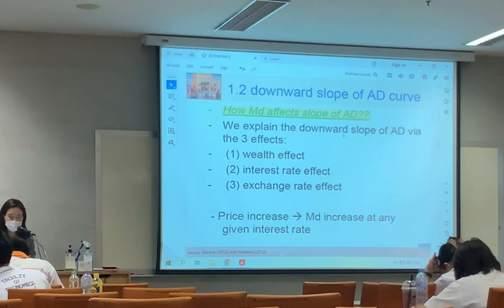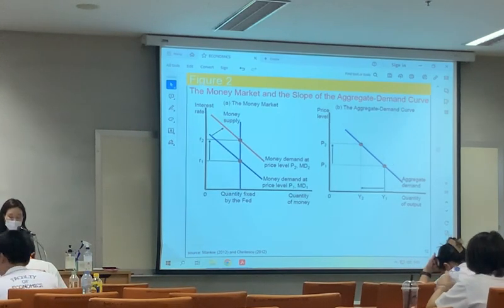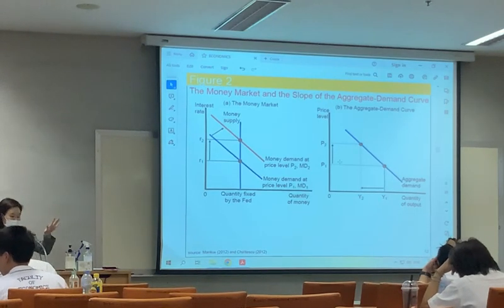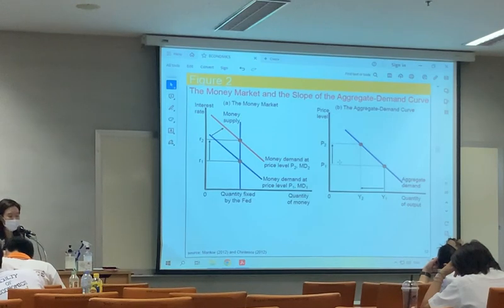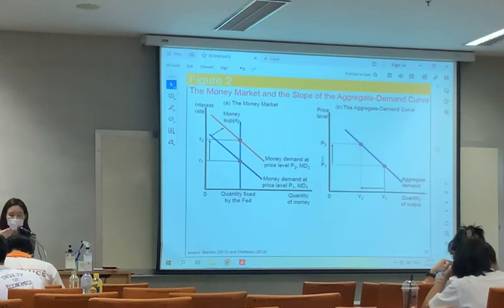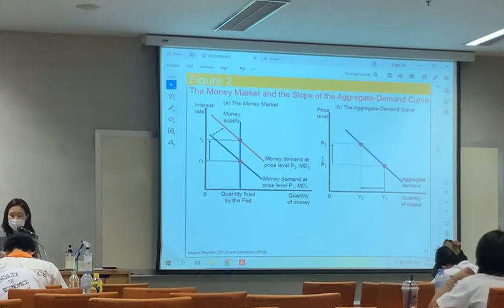In fact, we explained the downward slope of AD via three effects. So when price changes, how does the money market graph affect the slope of AD? We just explained the slope of AD through the interest rate effect that I told you before. But when I told you about the interest rate effect, I didn't draw any graph to explain. But here, since I'm teaching you the money market graph, I can add that graph to explain the interest rate effect, just that. So this is just extra material to add into the interest rate effect. The main material will be the next slide, but I tell you here first.